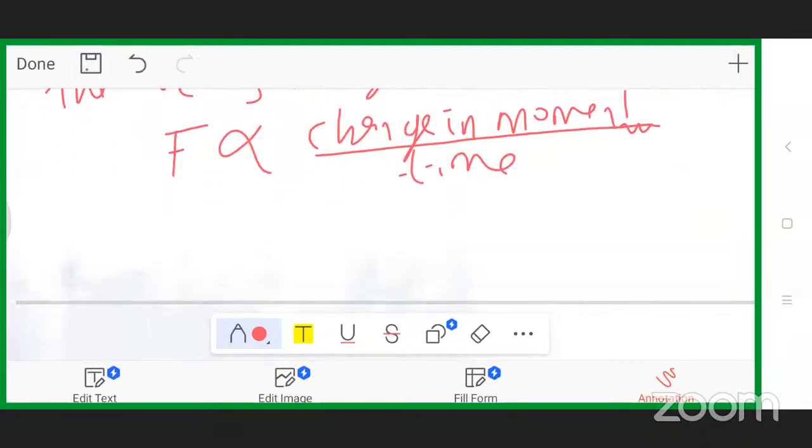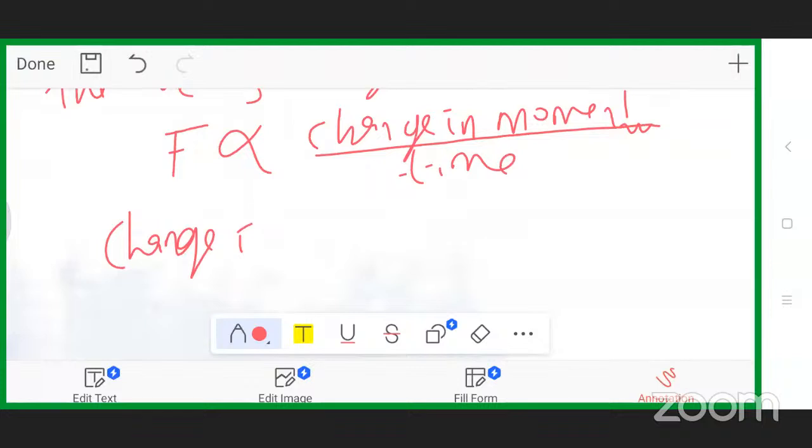So let's see, how do you find change in momentum? Change in momentum will be equal to, the change in anything is always the final minus the initial. So the final momentum will be the mass times the final velocity, minus the initial momentum, which is mass times the initial velocity. So it will be mass times the final velocity minus mass times the initial velocity. Notice v is a small letter, m is a small letter, everything here is small letters. mv minus mu. That's the change in momentum.